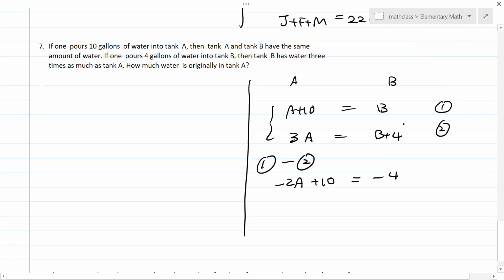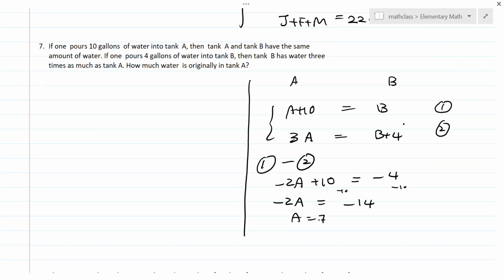Well, you get a negative number. So negative 2A, you subtract the 10 from both sides. Negative 4 minus 10 is negative 14. So what is A? Should be 7. Forget the negative sign, both are negative. So that's why you get a 7. Then B should be 7 plus 10. It's 17. Okay, 17.